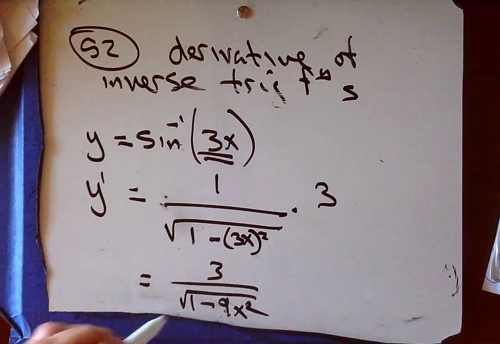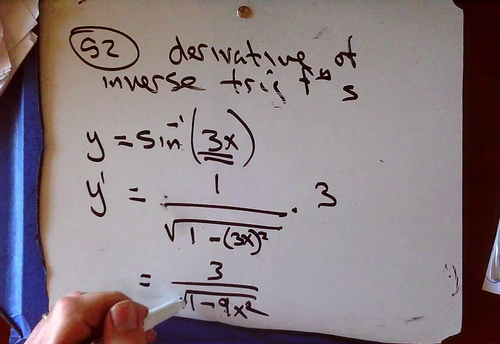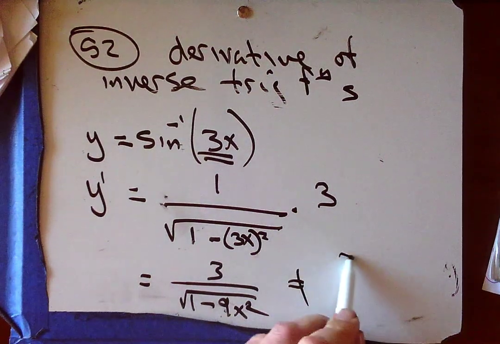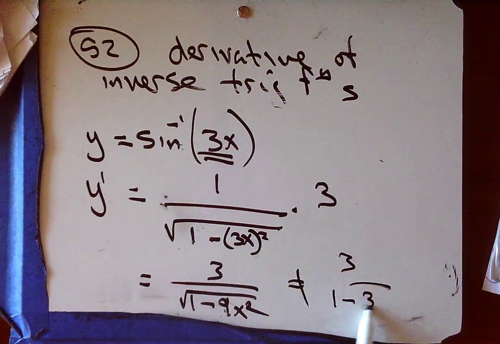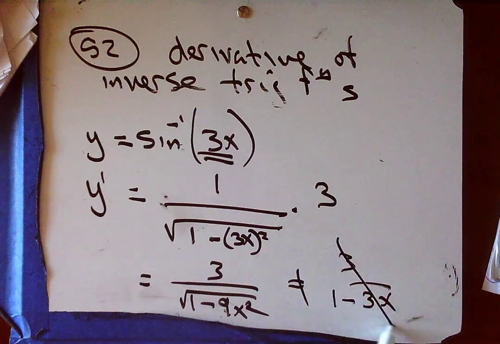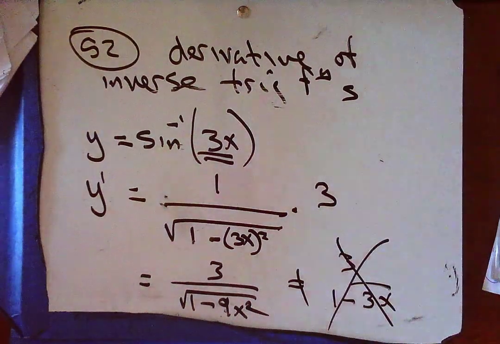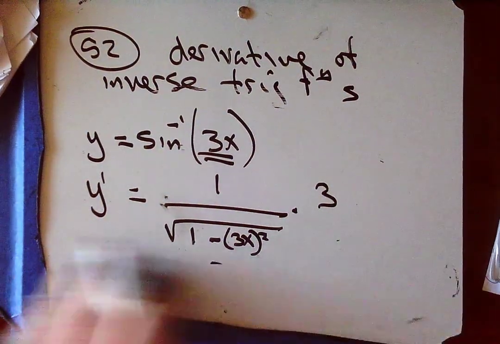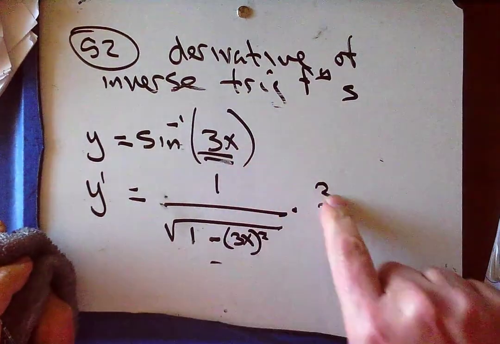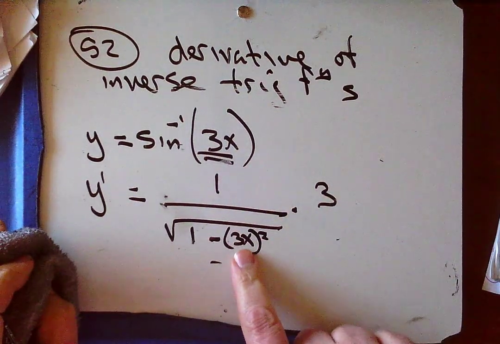All right? Please don't take the square root of each piece and turn this into 3 over 1 minus 3x, because that's just so terribly, terribly bad. All right. Chain rule. Notice I had to put that 3x in here too.